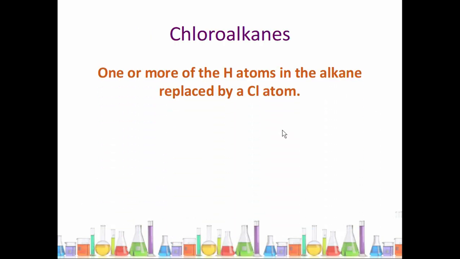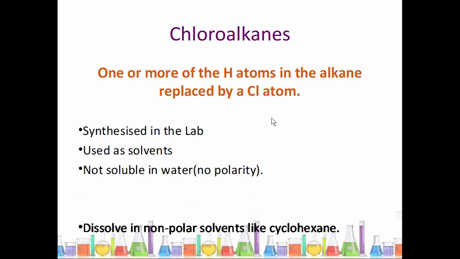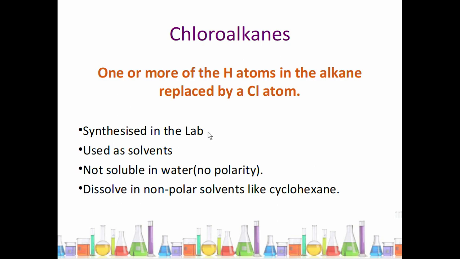So chloroalkanes are alkanes where one or more of the hydrogen atoms has been replaced by a chlorine atom. So this is a regular alkane, but one or more of the hydrogen atoms in the alkane chain is going to have been replaced with a chlorine atom. We'll see these pop up again later on, but they're synthesized in the lab. They're used as solvents. They're not soluble in water, and they dissolve in non-polar solvents like cyclohexane.